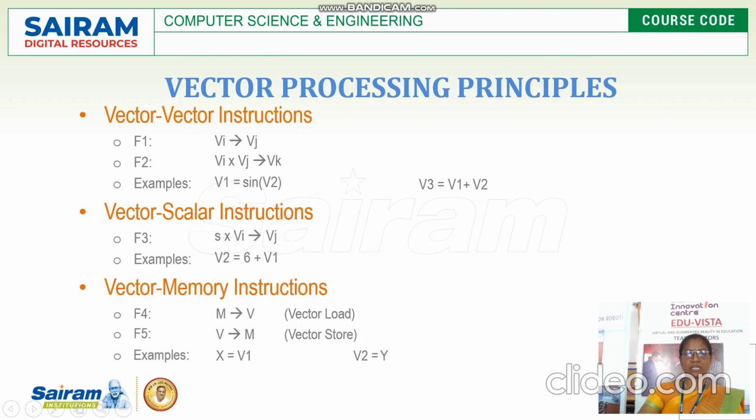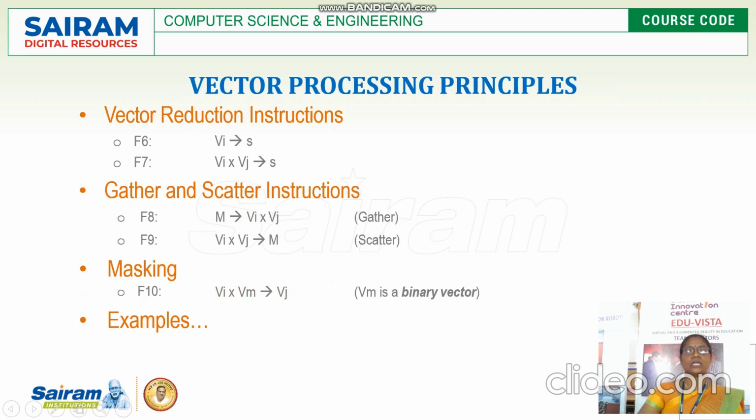So the vector to vector instruction is one type, and then vector to scalar and vector to memory. Vector load and vector store are the two basic examples of vector to memory instruction. And the fourth type is vector reduction. Reduction means it minimizes or maximizes the vector values. Here the vector value is reduced to a scalar.